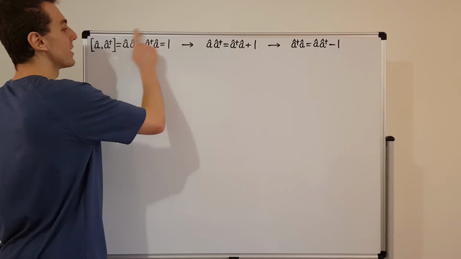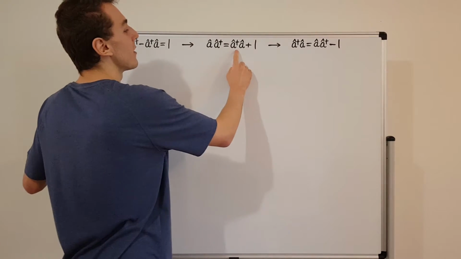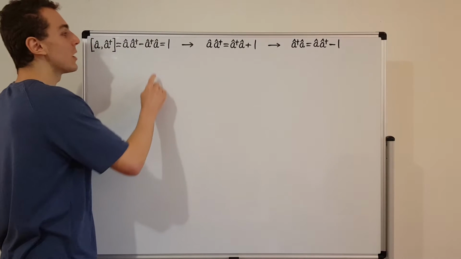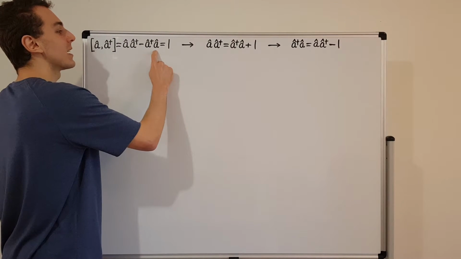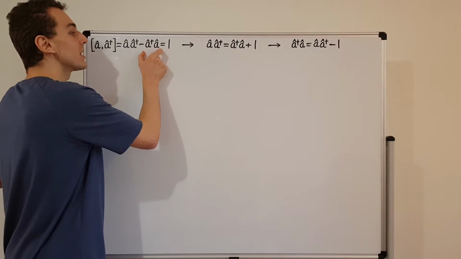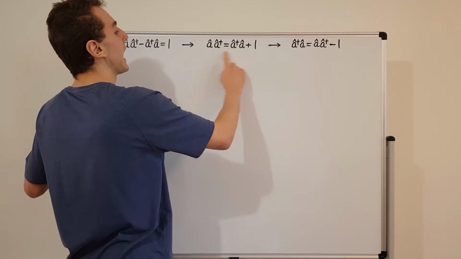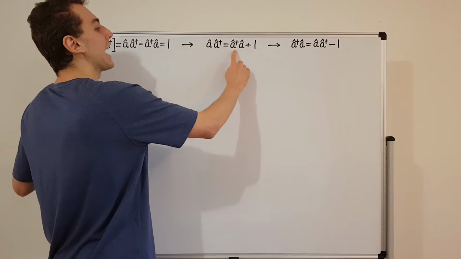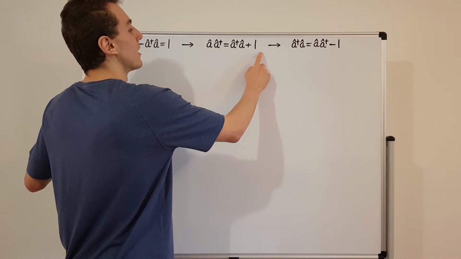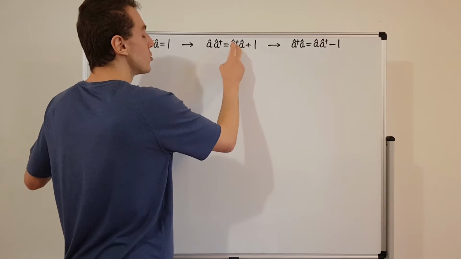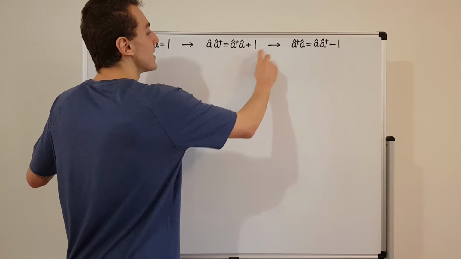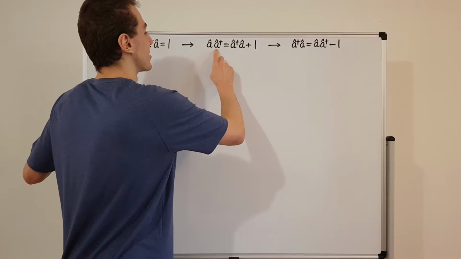This expression over here can be used to derive this expression. All we have to do is add this term to both sides. And that's equivalent to moving this term to the right-hand side. So that gives us this equation over here. A A dagger is equal to A dagger A plus 1. So if we swap the order of these two operators, we have to add the commutator of the two operators.